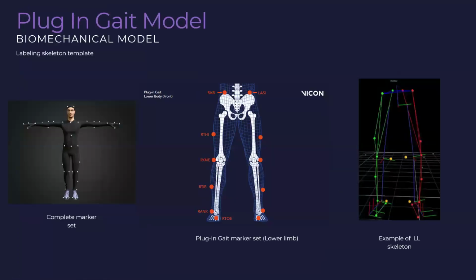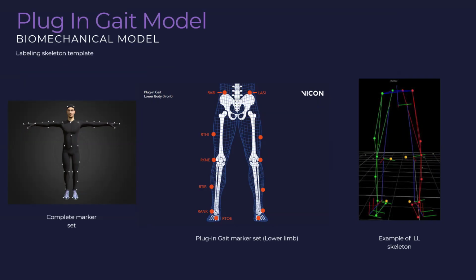But then if you want to record motion, you need to place markers on the body, and there are some standard models that have been developed. You can create a custom skeleton, but it's easier to use a plugin gate model, for example. It's a very standard model and it's already in the Vicon software.